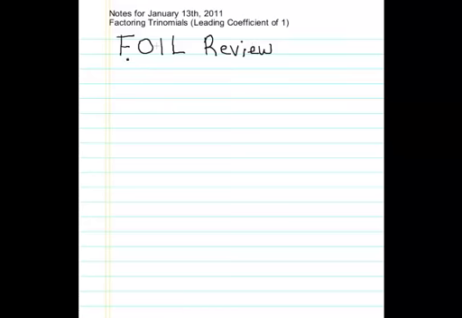The first thing we want to do, though, is begin by reviewing the FOIL technique. In the FOIL technique, remember, we use this technique to multiply two binomials. So, for instance, I might have a binomial 2x plus 3, and I want to multiply it by the binomial x minus 2. Okay. Really, the FOIL technique is just a special distributive property.